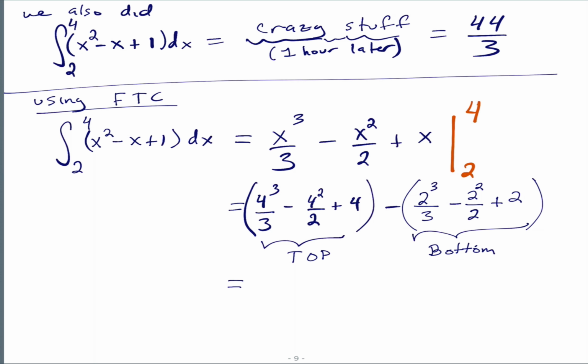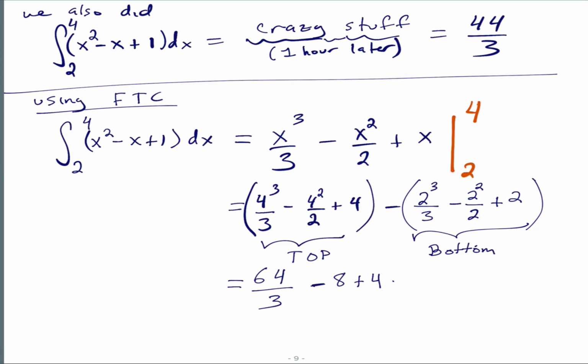So let's simplify this a little bit. So 4 cubed, what is that? 64, right? Over 3, okay. Minus, let's see, 4 squared is 16, over 2 is 8, plus 4. Then the main thing, the biggest mistake I see is with signs, obviously. Notice we're subtracting, and then you're adding, subtracting other stuff. So just make sure you're extra careful.